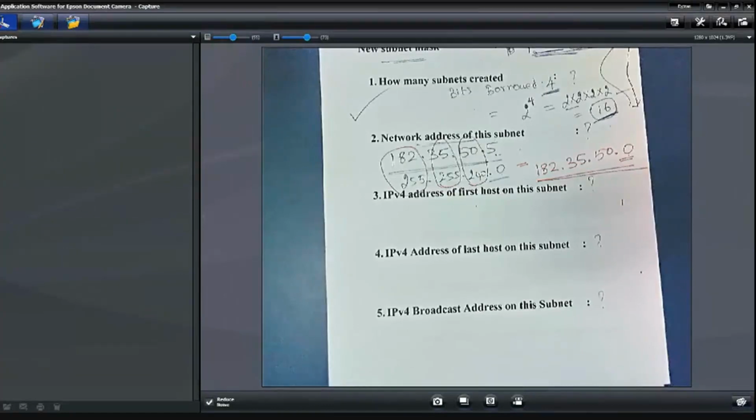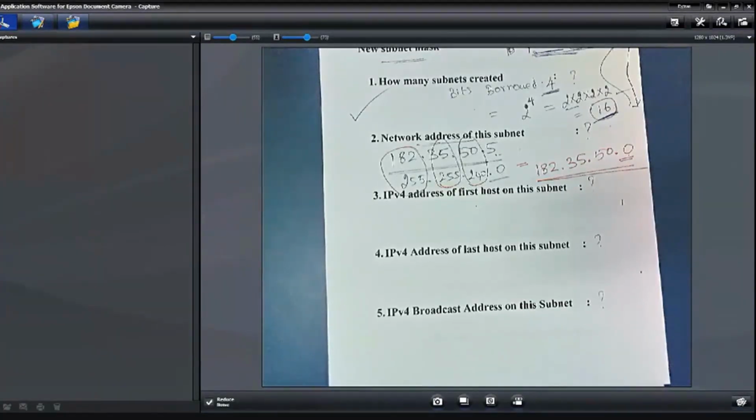Yes, good. Last host ID. Yes, broadcast IP address. Please everybody see the chat box. Please see the chat box. Yes, broadcast IP. Very good.